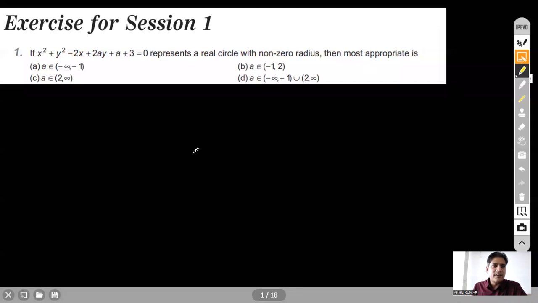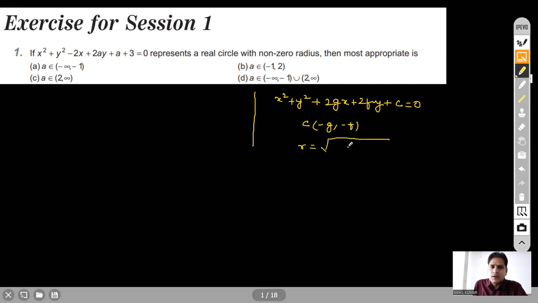So it is given that if x square plus y square minus 2x plus 2ay plus a plus 3 equal to 0 represents a real circle with non-zero radius, then the most appropriate is. Okay. So let me write the standard equation of a circle. This is x square plus y square plus 2gx plus 2fy plus c is equal to 0, right? So this is the standard equation of circle. For this, the center of the circle is minus g comma minus f, right? And we calculate the radius by under root of g square plus f square minus c.